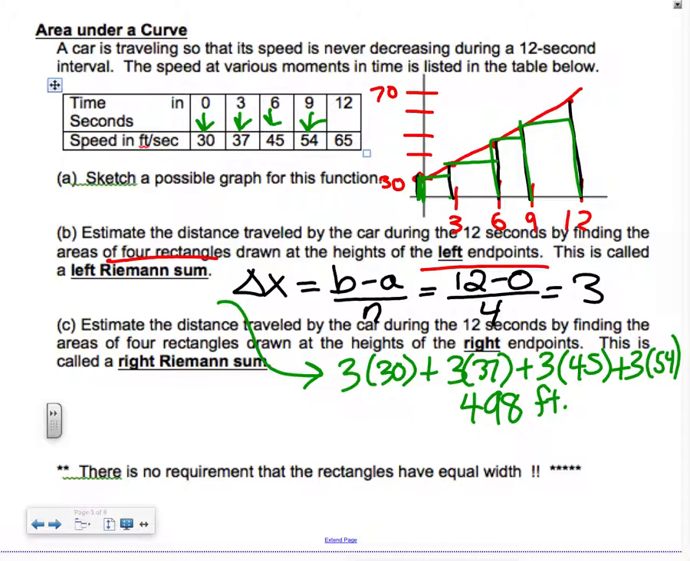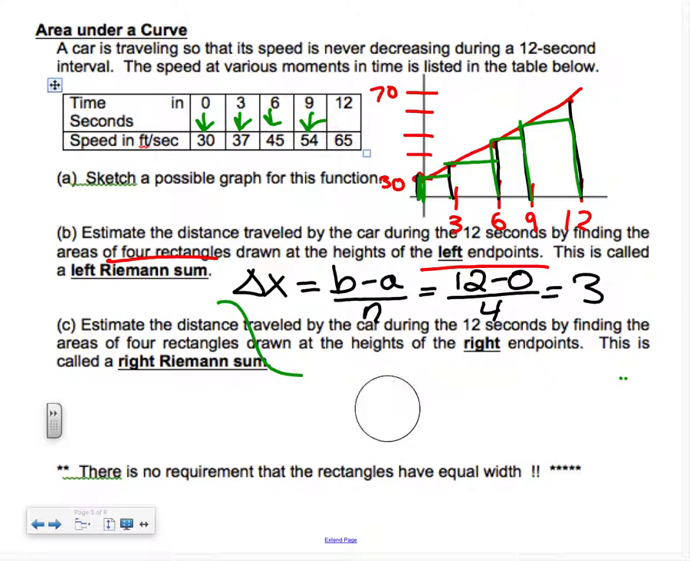And now for the second part, here in part C, they want me to use right endpoints. So take a second, pause the video here. I'm going to need to erase the green part there because we're going to do right rectangles now. So I'm going to erase this.